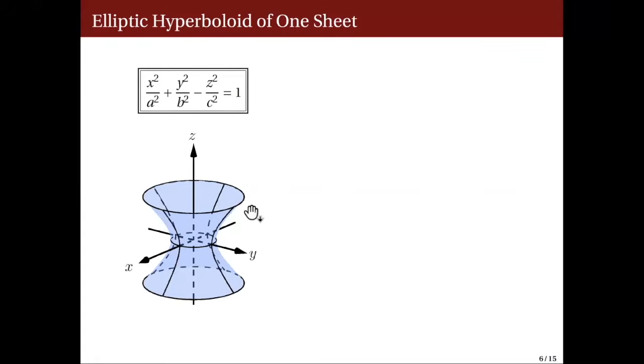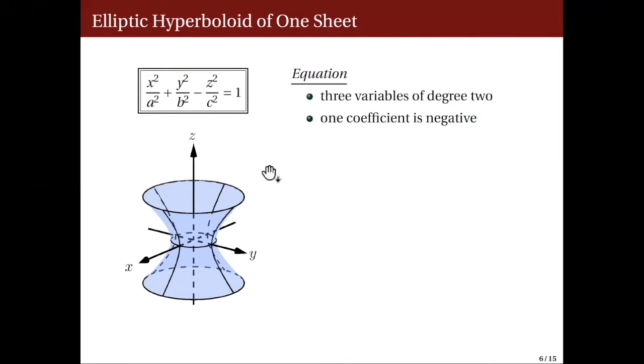Again, let's make relevant observations on the equation of the elliptic hyperboloid of one sheet. First, we can see that again, there are three variables of degree 2, but unlike in the ellipsoid, there is exactly one coefficient which is negative. The constant term, however, is still equal to 1. Let's proceed to the graph of the elliptic hyperboloid of one sheet.